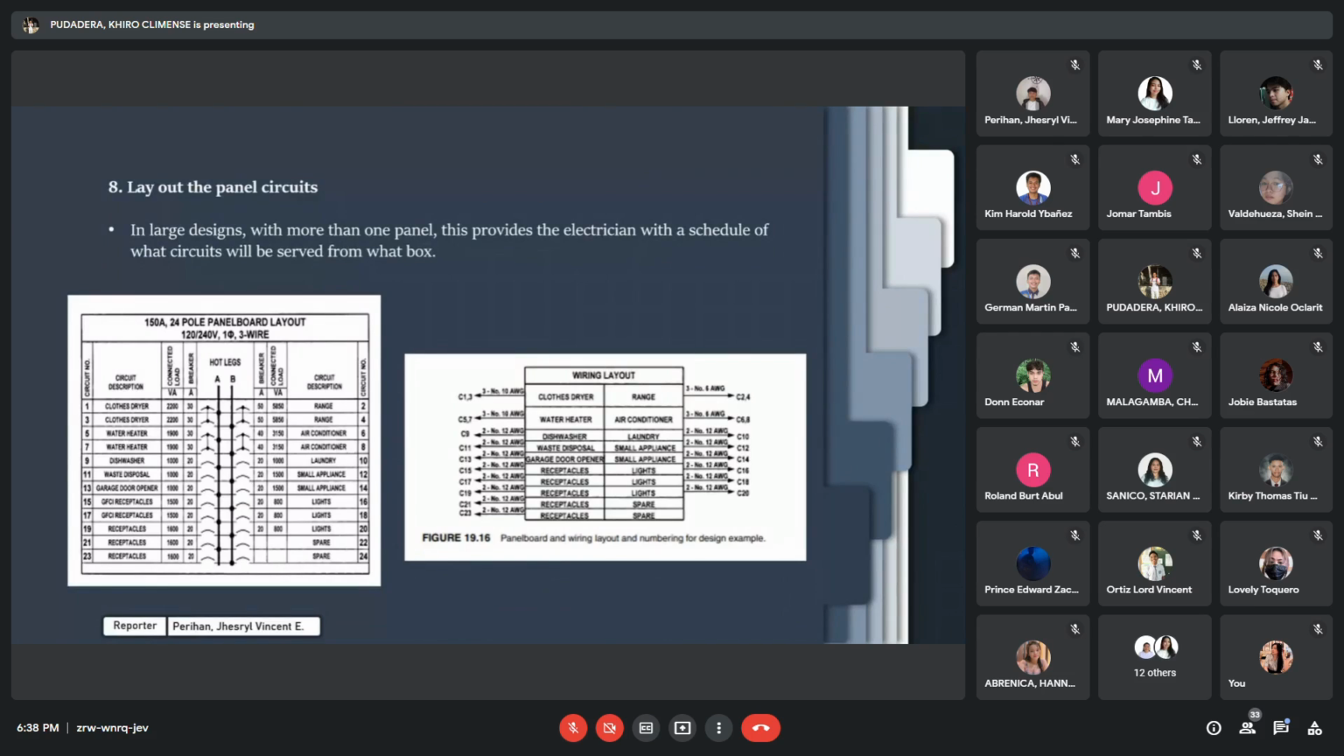tauran ug mga appliances. So kaning panel board dili na siya permi ginagamit sa mga residential, mostly ginagamit ni siya for commercial projects para mag-guide ang electrician and designer.